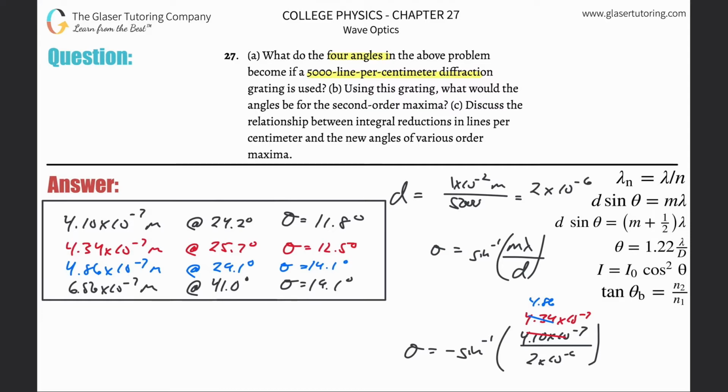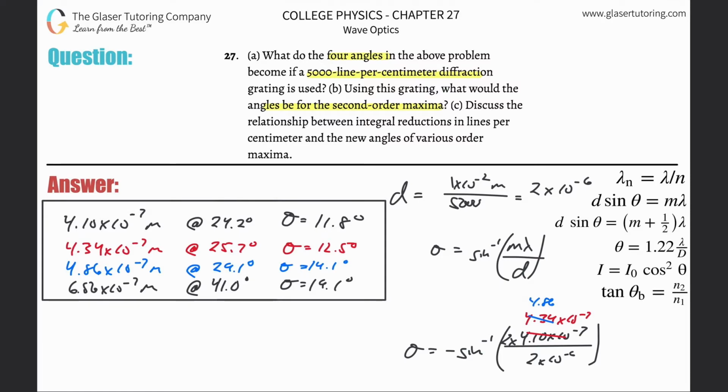And then letter B: using this grating, what would be the angles for the second order? Now you have to plug in a 2 in your formula. So you have to redo everything. In this formula, you have to have a 2 times in the numerator. So the first one is going to be inverse sine of 2 times.